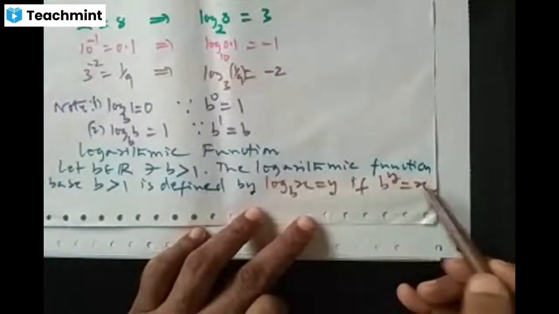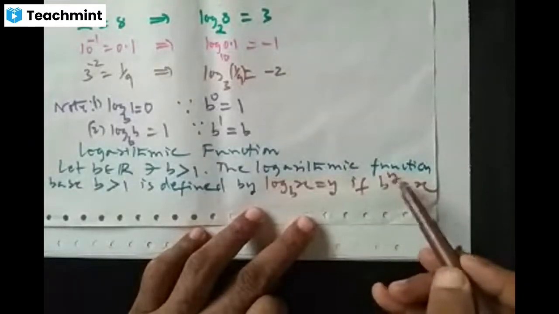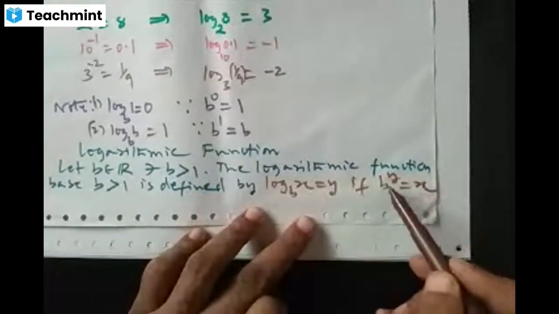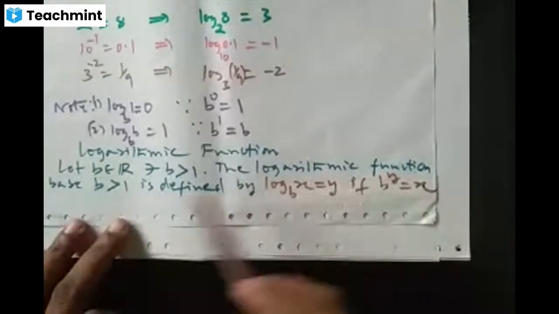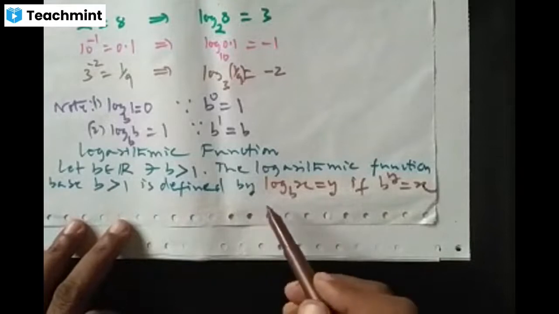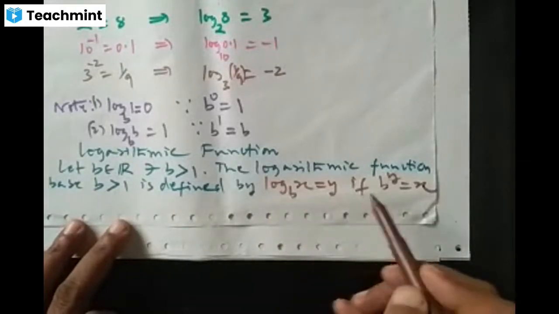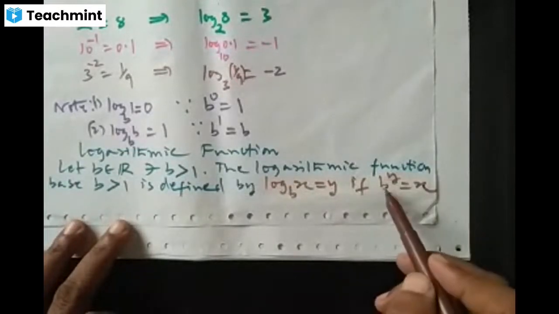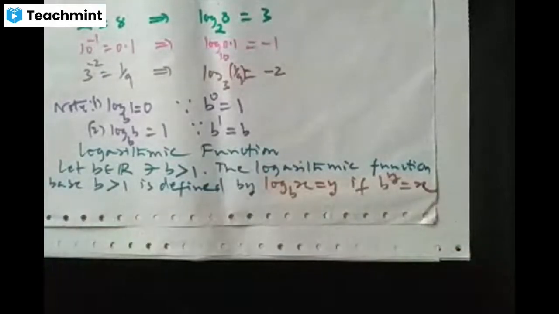See, whenever b power y is equal to x, what is the power here? It is y, right? The power y is called the logarithm of x to the base b. Okay, so the logarithmic function with base b, where b is more than 1, is defined by log x to the base b is y if b power y is equal to x. So whenever b power y is x, the power y is nothing but log x to the base b.